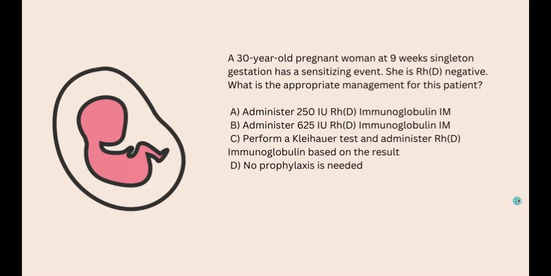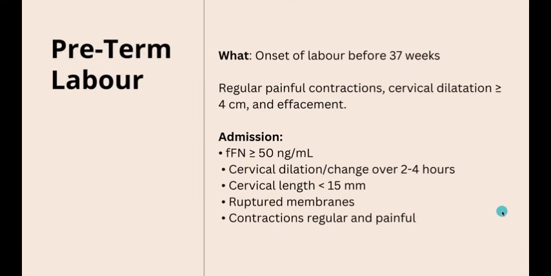Because this patient is in her second trimester, the criteria says that she should have 625 international units. Okay, let's do another question. This patient is a 30-year-old pregnant woman at 9 weeks singleton gestation. And I'll pause the video, and we'll go through the answers. All right, and the answer is 250, and that's because it's the first trimester.